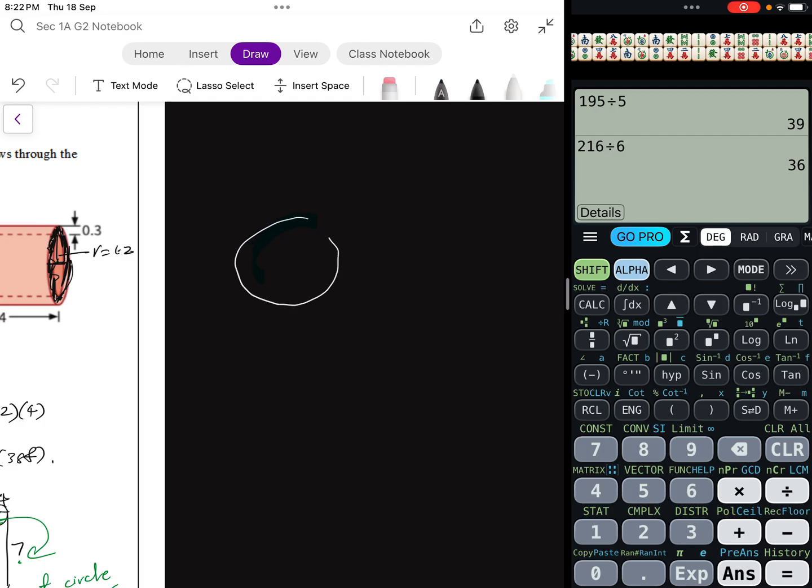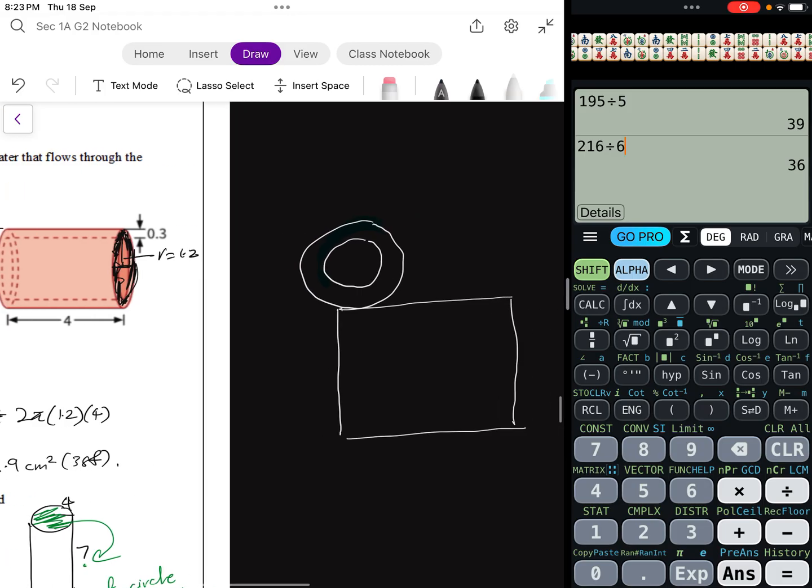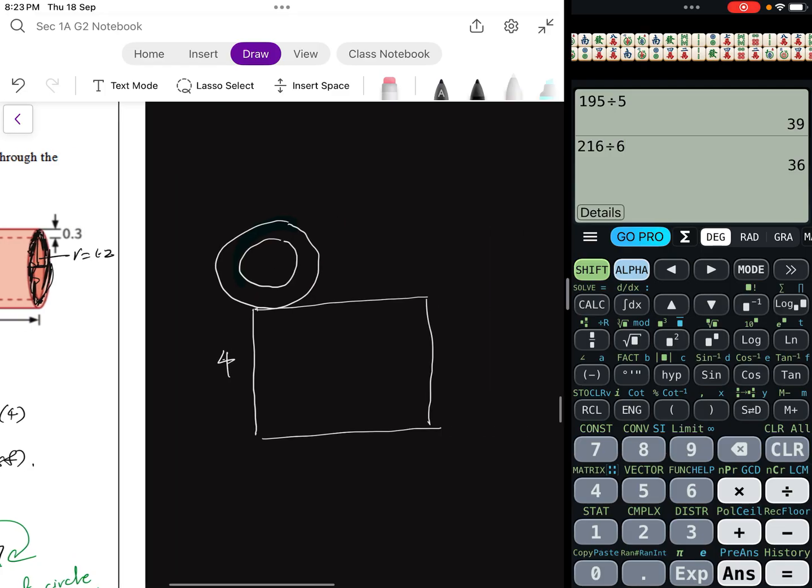Two ring circles, right? Because this is a... alright, then you have your external rectangle, right? The skin, the covering, the outside part of the cylinder, which is your external diameter is 3. No, your height is still 4. Okay, but this is 2 pi r because this is the external one.